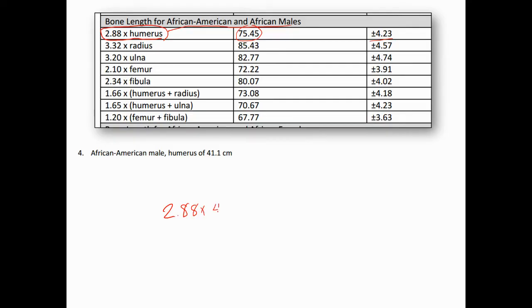times 41.1. You know what you should do? You should try this yourself and then check it when you're done. Hit pause and try it yourself. Plus 75.45 equals the height of this person based on this one bone, 193.8 centimeters plus or minus 4.23 centimeters.